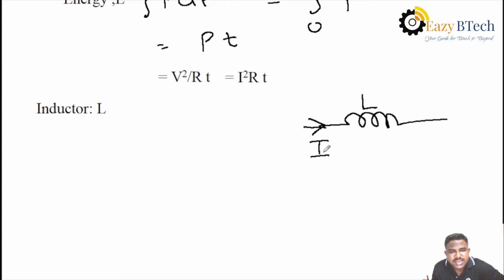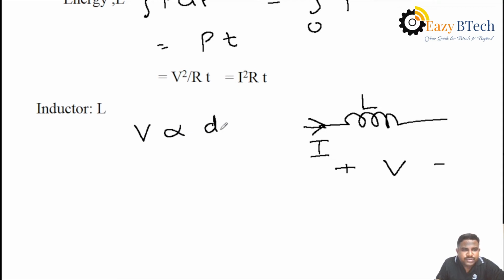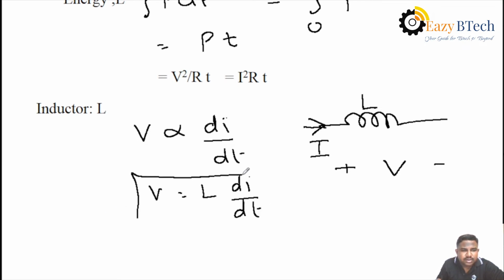If the current changes, the flux also changes. According to the rate of change of the flux, a voltage is induced in the coil. That means the induced voltage is proportional to the rate of change of the current, that is di by dt. With the proportionality constant L, V equals L into di by dt. This is the voltage equation across the inductor coil.